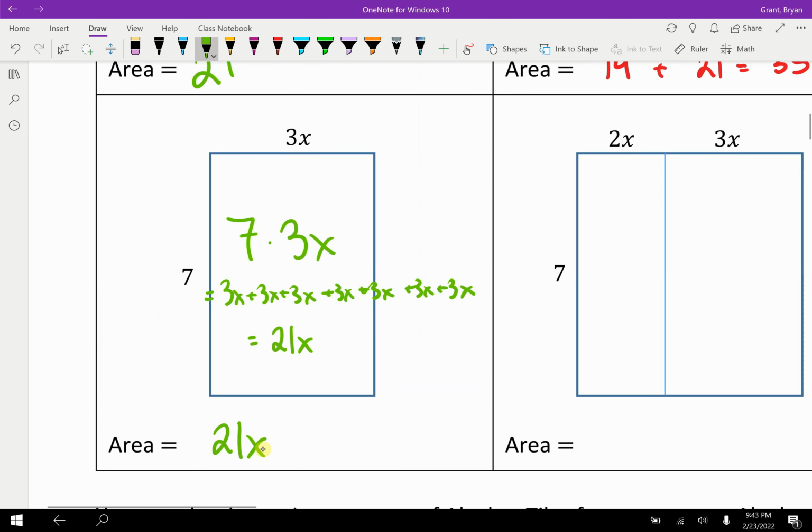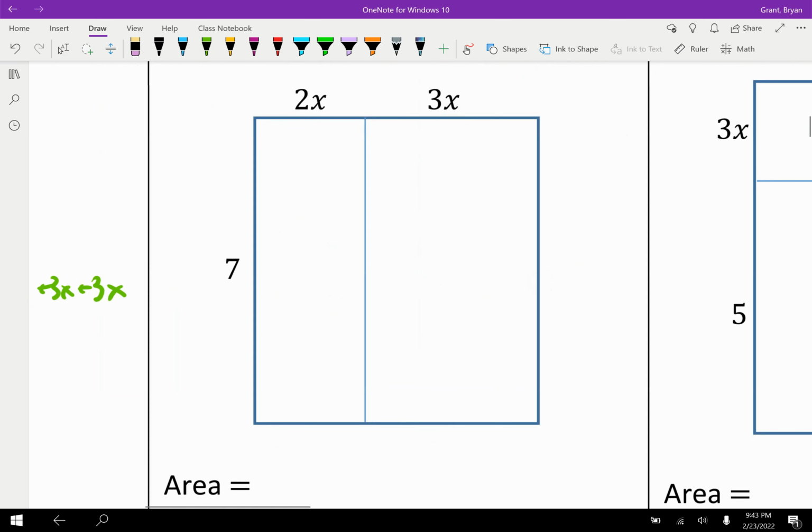Now, people say, well, what does the x stand for? Well, the x could stand for anything you want. You could make x 7, and then 3 times 7, this is actually 21. You'd replace this x with 7, and it'd give you the total area. But for now, we're just keeping it in terms of x.